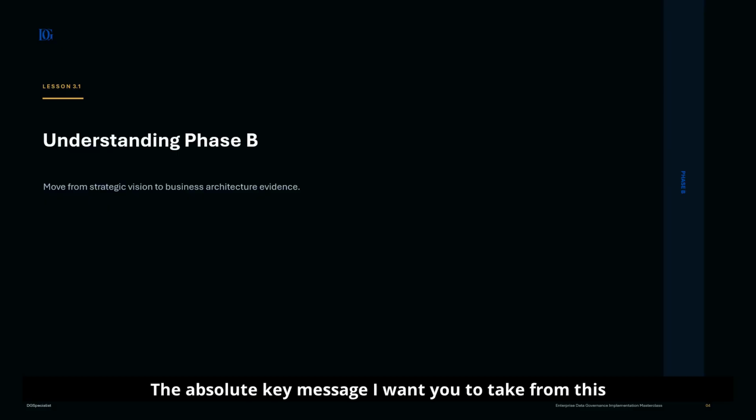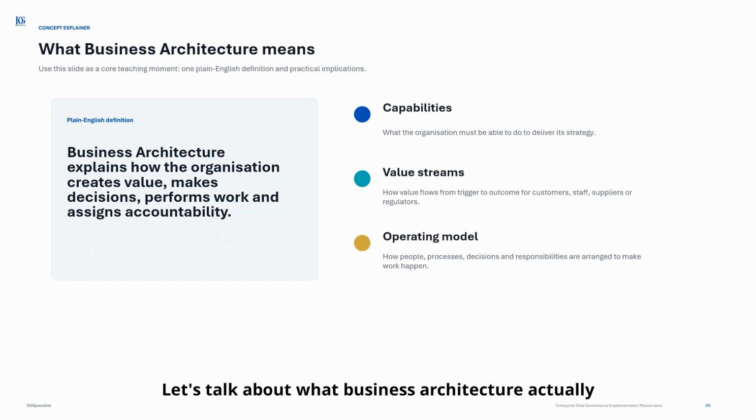The absolute key message I want you to take from this lesson is that data governance cannot be designed from an organization chart alone. It must be deeply connected to business capabilities, value streams, processes, decisions, roles, and outcomes. Let's talk about what business architecture actually means in our context.